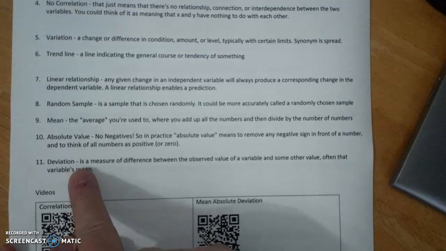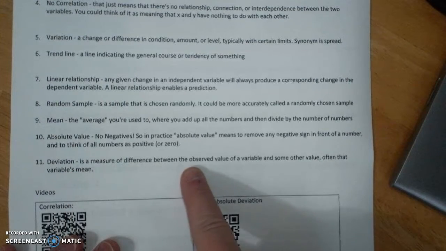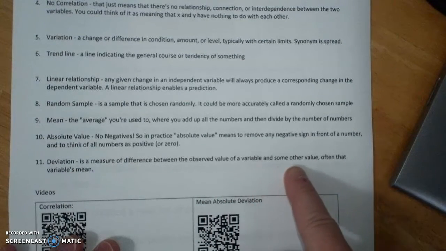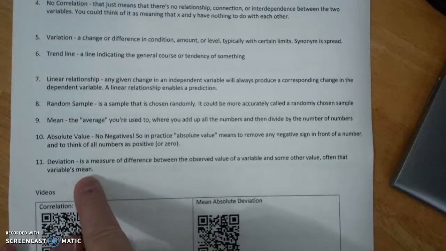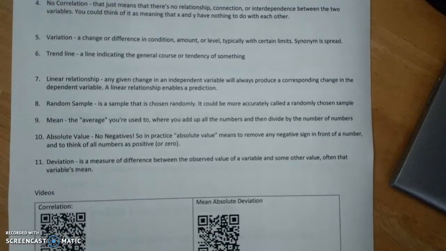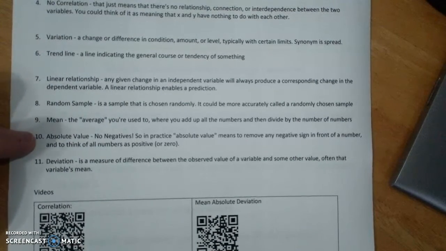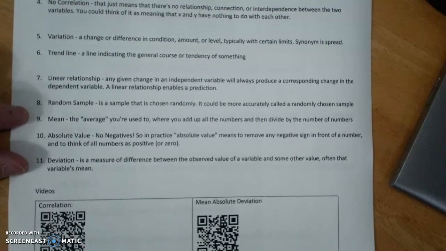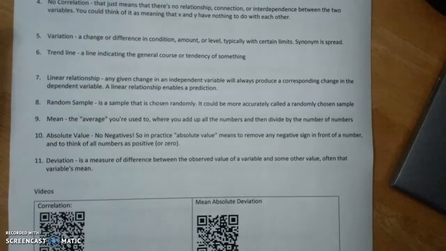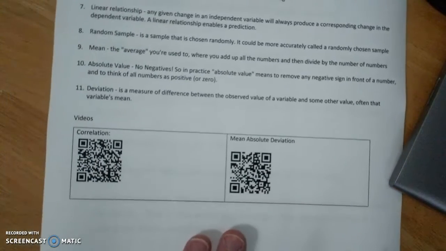Deviation is a measure or difference between the observed value of a variable and some other value, often that variable's mean. And this is where you get mean, absolute, deviation. Those three definitions applied give you a number called the mean absolute deviation coefficient.